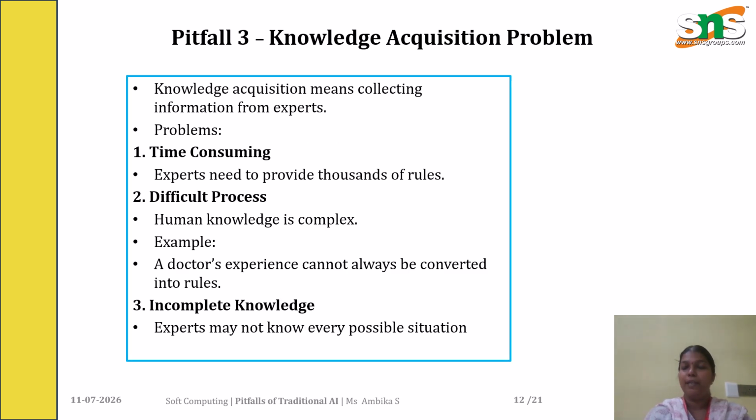Next is pitfall 3, the knowledge acquisition problem. Knowledge acquisition means collecting information from experts. The problems are: it is time consuming because the experts need to provide thousands of rules. It is difficult to process, as human knowledge is always complex. For example, a doctor's experience cannot always be converted into rules. Next is incomplete knowledge. Experts may not know each and every possible situation.